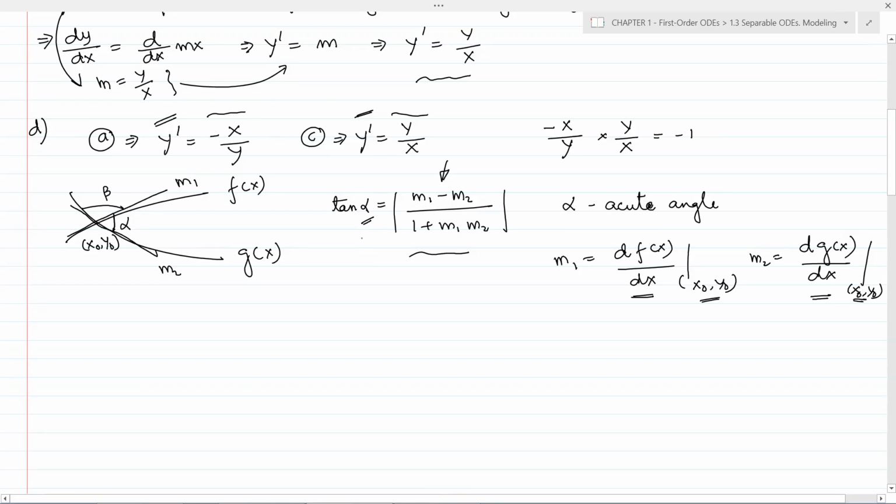Now, if the families of functions f of x and g of x are orthogonal to each other, that means they intersect each other at right angles.